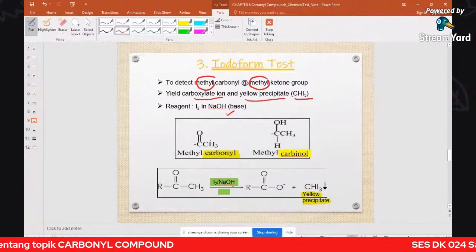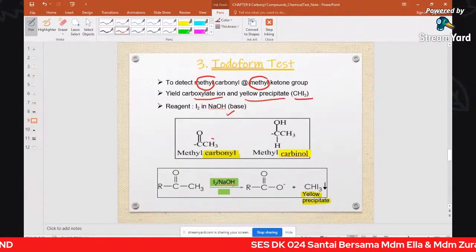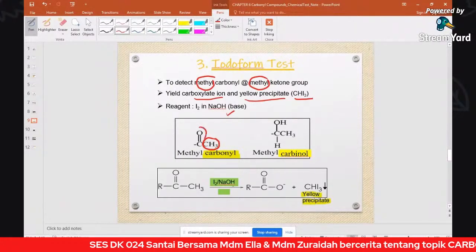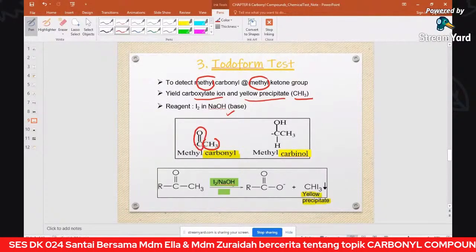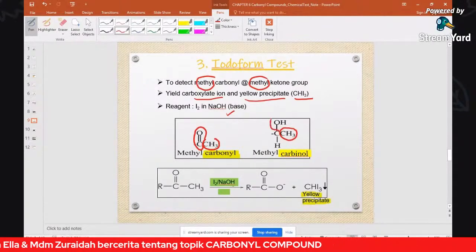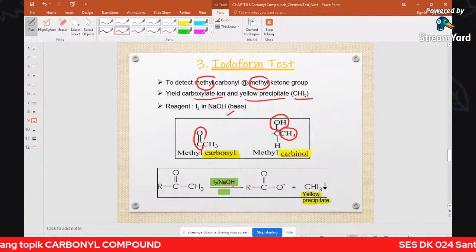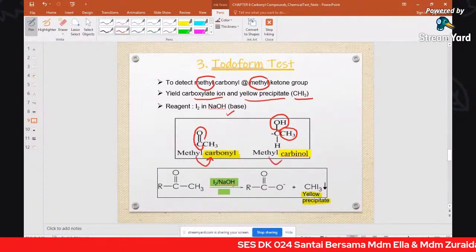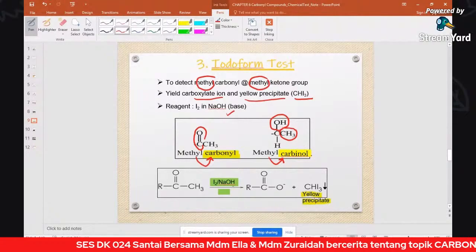Okay, so kita nak cari apa, kelas? Okay, iodoform test will give us positive result when methyl group is attached to the carbonyl group, or methyl group attached to carbon that have hydroxyl group. Okay, so ini kita panggil methyl carbonyl because methyl attached to carbonyl group. Ini kita panggil methyl carbinol because methyl attached to carbon that possess hydroxyl group.